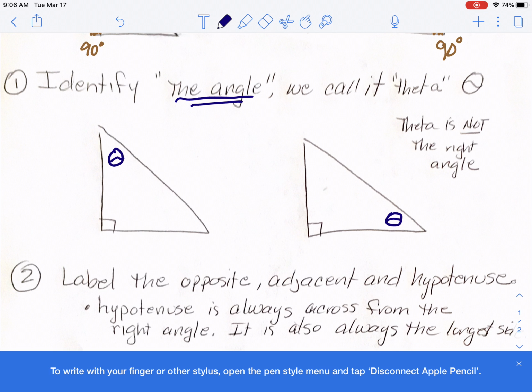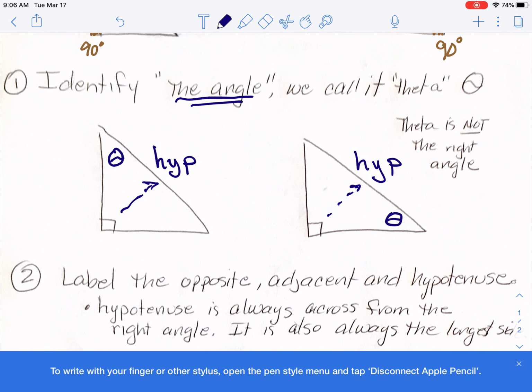Once theta, the angle, is identified, now, if you're in a problem, they might tell you this angle measure, and so that's how you're going to know what the angle is. So once these are identified, the hypotenuse side, which we're going to abbreviate HYP, is always across from the right angle. Always, always, always. So I put that on there first.